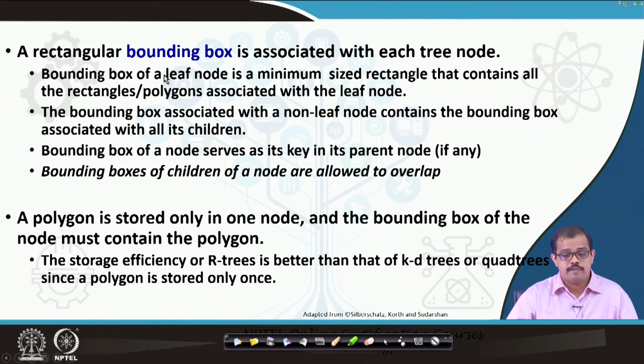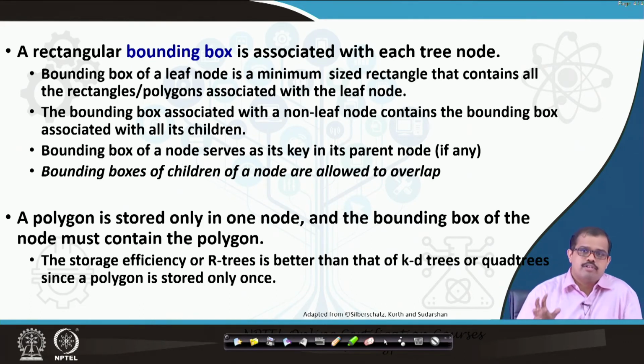Then the bounding box of a leaf node is the minimum size rectangle that contains all the rectangles or polygons associated with the leaf node. Then the bounding box associated with the non-leaf node contains the bounding boxes associated with all the children. If there are many more children, then each of them will have bounding boxes. So the bounding box of the node serves as a key to its parent node.